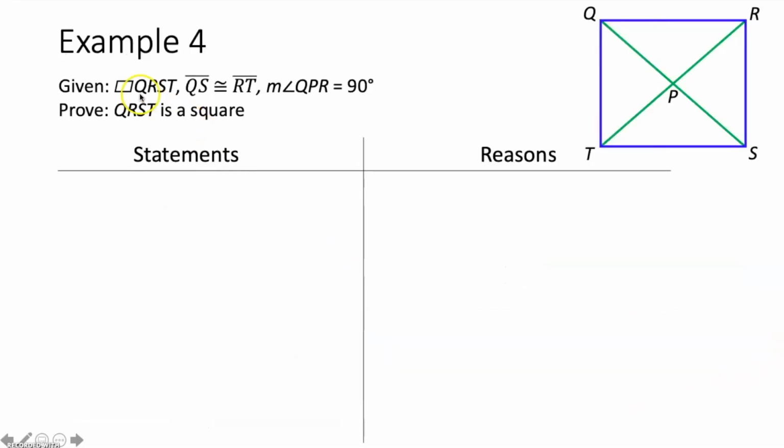Now example 4 says given parallelogram QRST, segment QS is congruent to segment RT, and the measure of angle QPR is 90 degrees, we want to prove that QRST is a square. So the first step in a geometric proof is to mark up the figure with the given information. We're given that it's a parallelogram. That's something we're going to use later on. We're given that segment QS is congruent to segment RT.